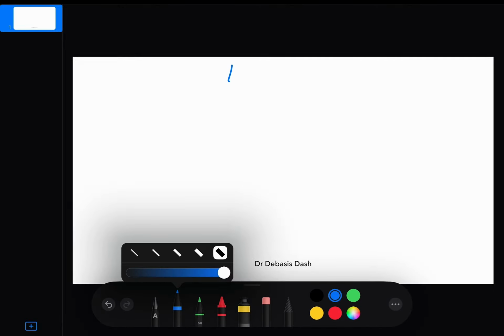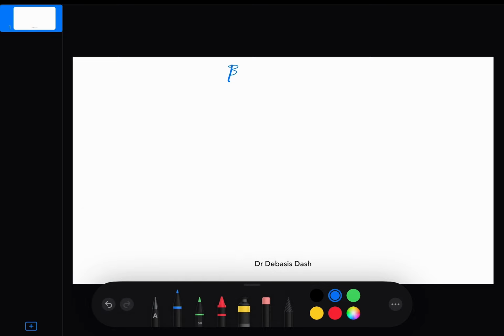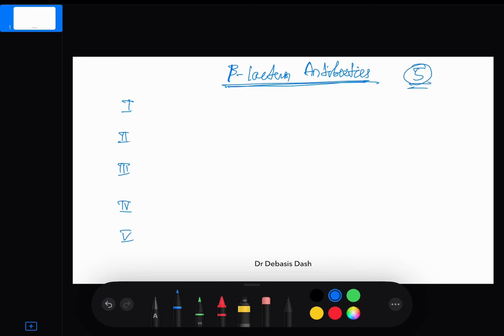Today we will discuss the beta lactam antibiotics. This is the most interesting topic in the field of antibiotics. That is how we will classify the beta lactam antibiotics. They are classified into class 1, class 2, class 3, class 4 and class 5. There are a total of 5 classes of beta lactam antibiotics.